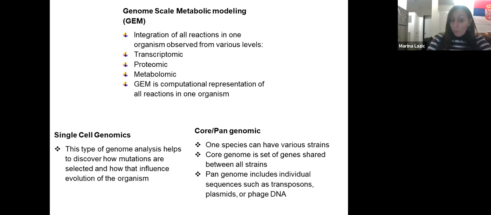Single-cell genomics is the type of genome analysis that helps to discover how mutations are selected and how that influences the evolution of organisms, because some mutations are useful. So you can see on the single-cell level how a mutation is developing. Core-pan genomics: just to understand what the core and pan genomes are. One species has various strains, and the core genome represents a set of genes that is shared between all strains, so they all have some of the same genes. The pan genome includes individual genes and sequences that originate from phages and transposons that are different, and the pan genome is actually what separates strains. So even though it's the same species, there are different strains.